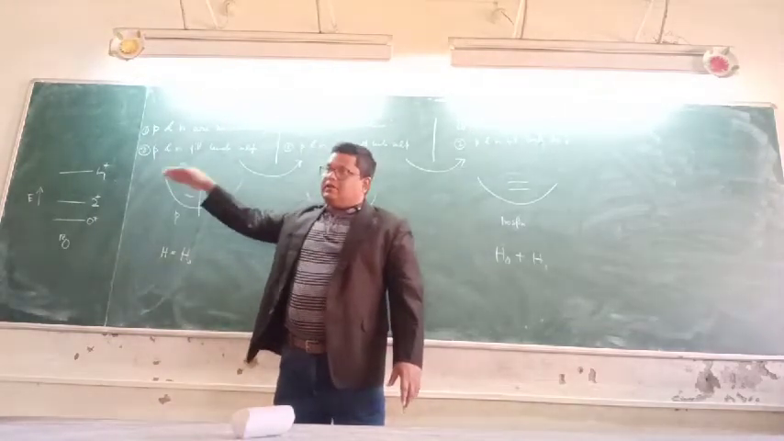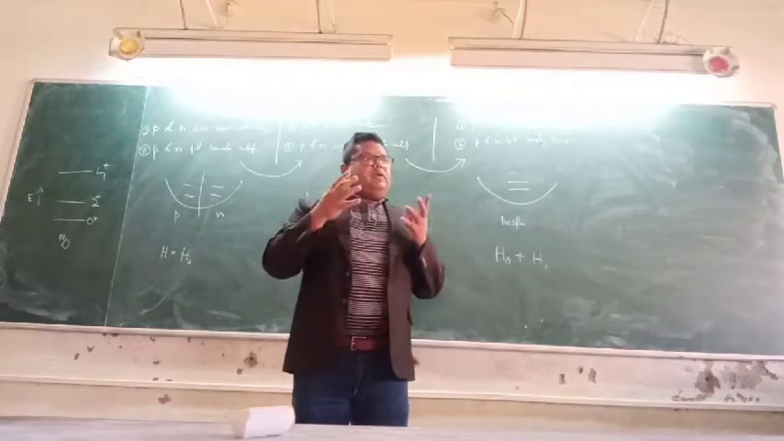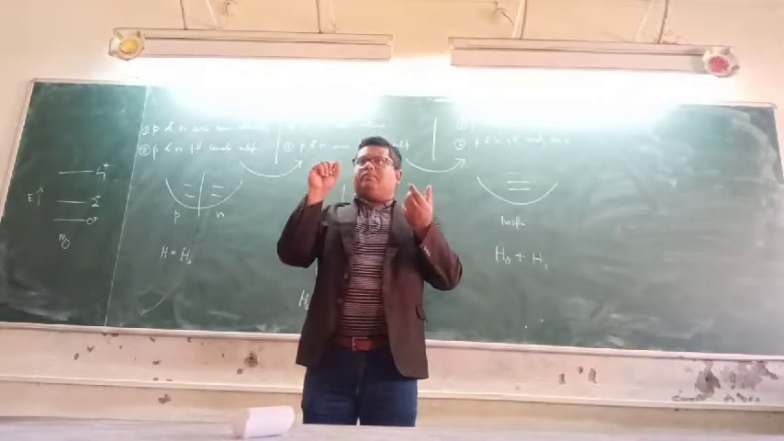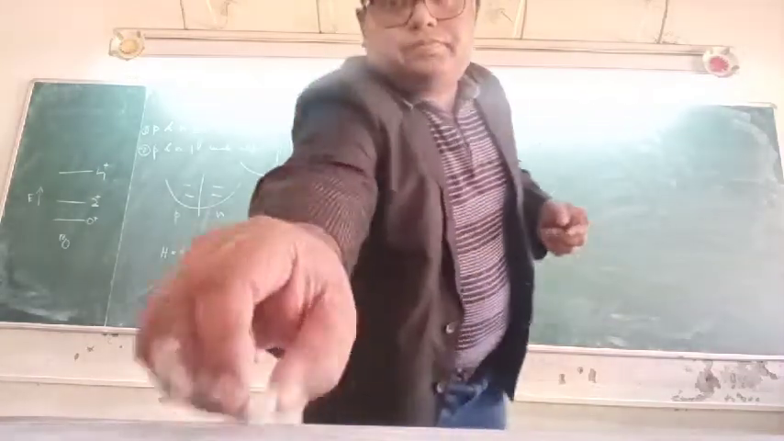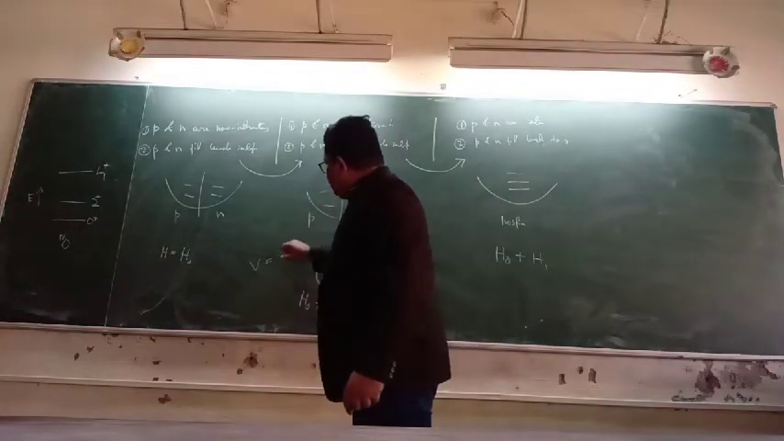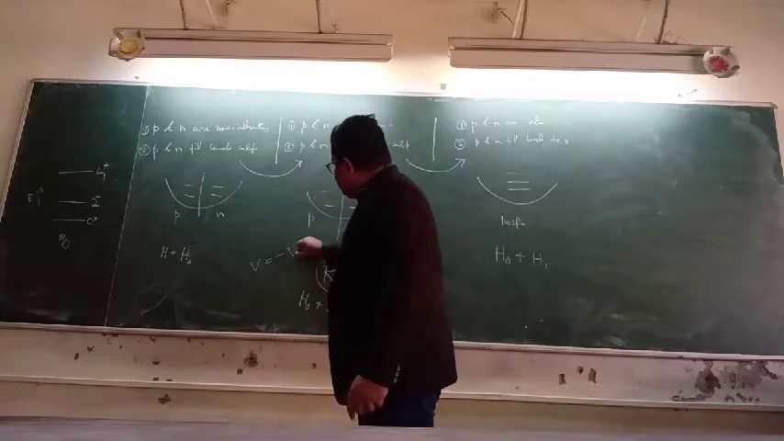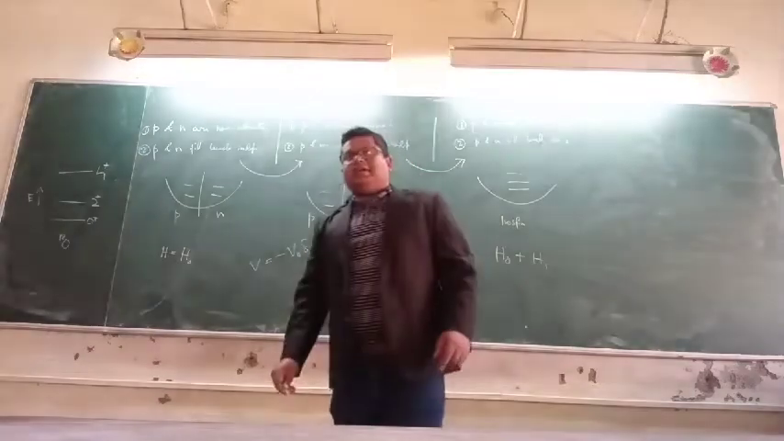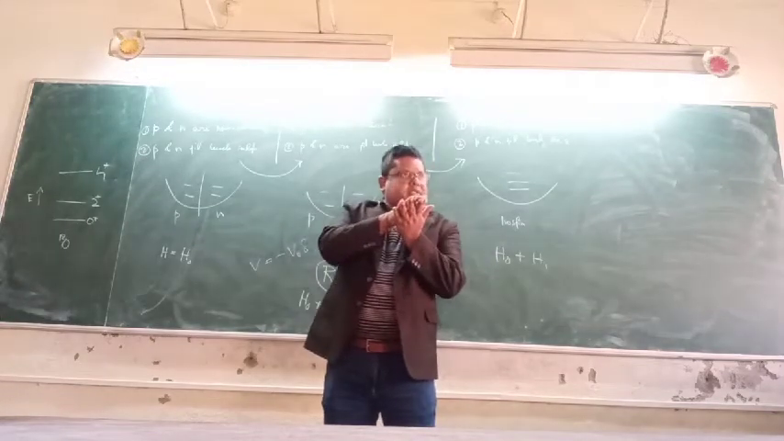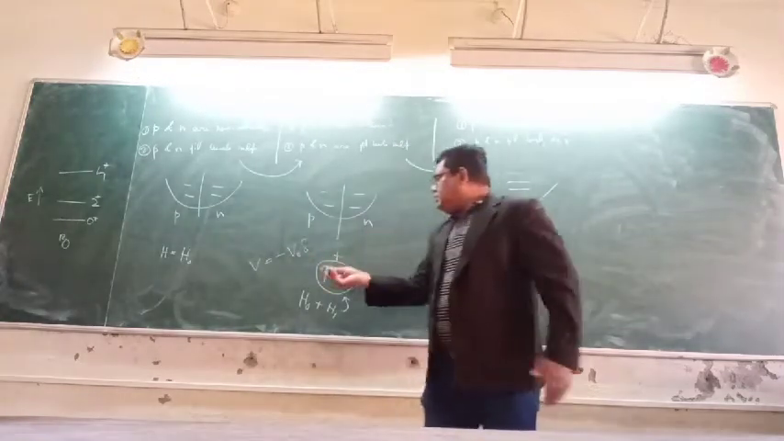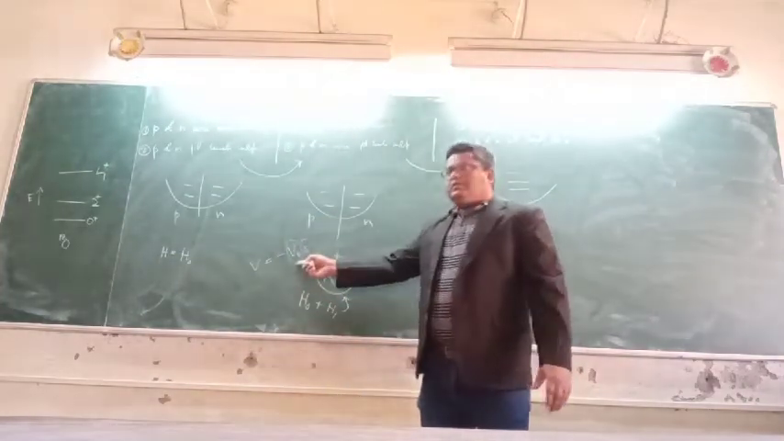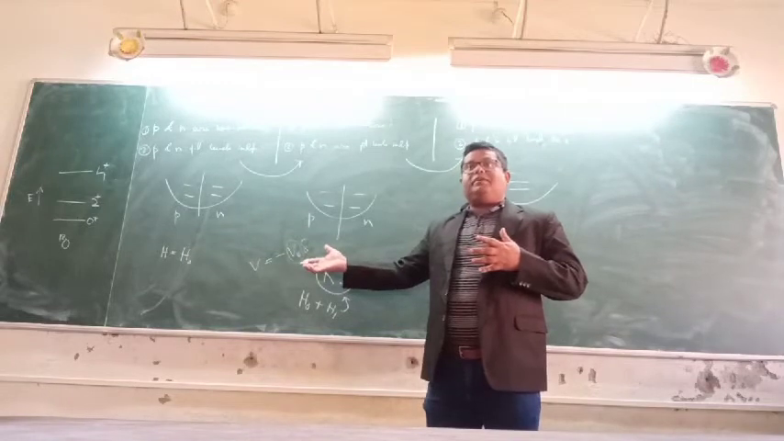You understand this thing? So now what we do, we consider just the residual interaction V equal to minus V0 constant into a delta interaction. Delta interaction means whenever the nucleons come very close to each other within a certain distance, they will be attracted to each other, and there is nothing else in this. This is the basic concept of introducing the pairing interaction.